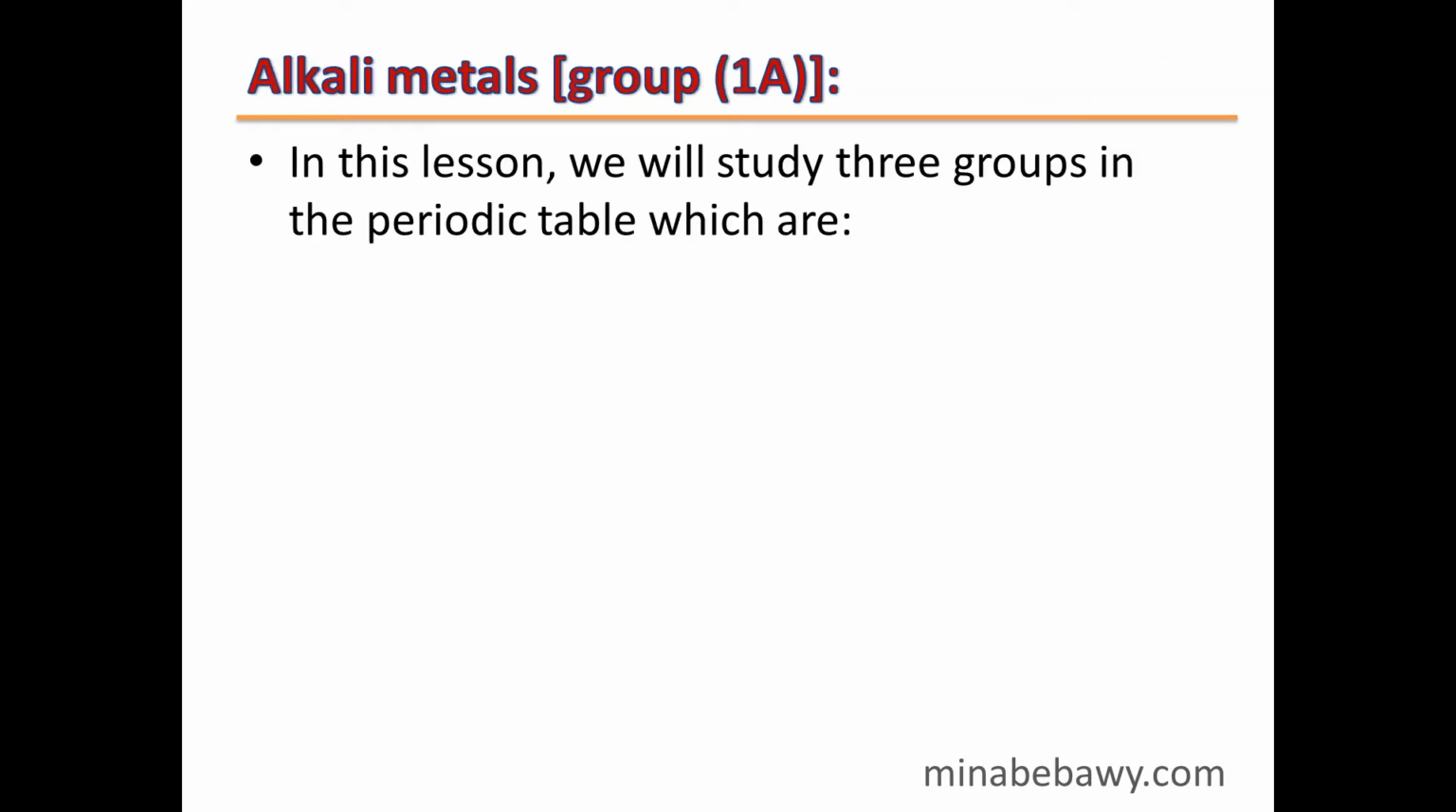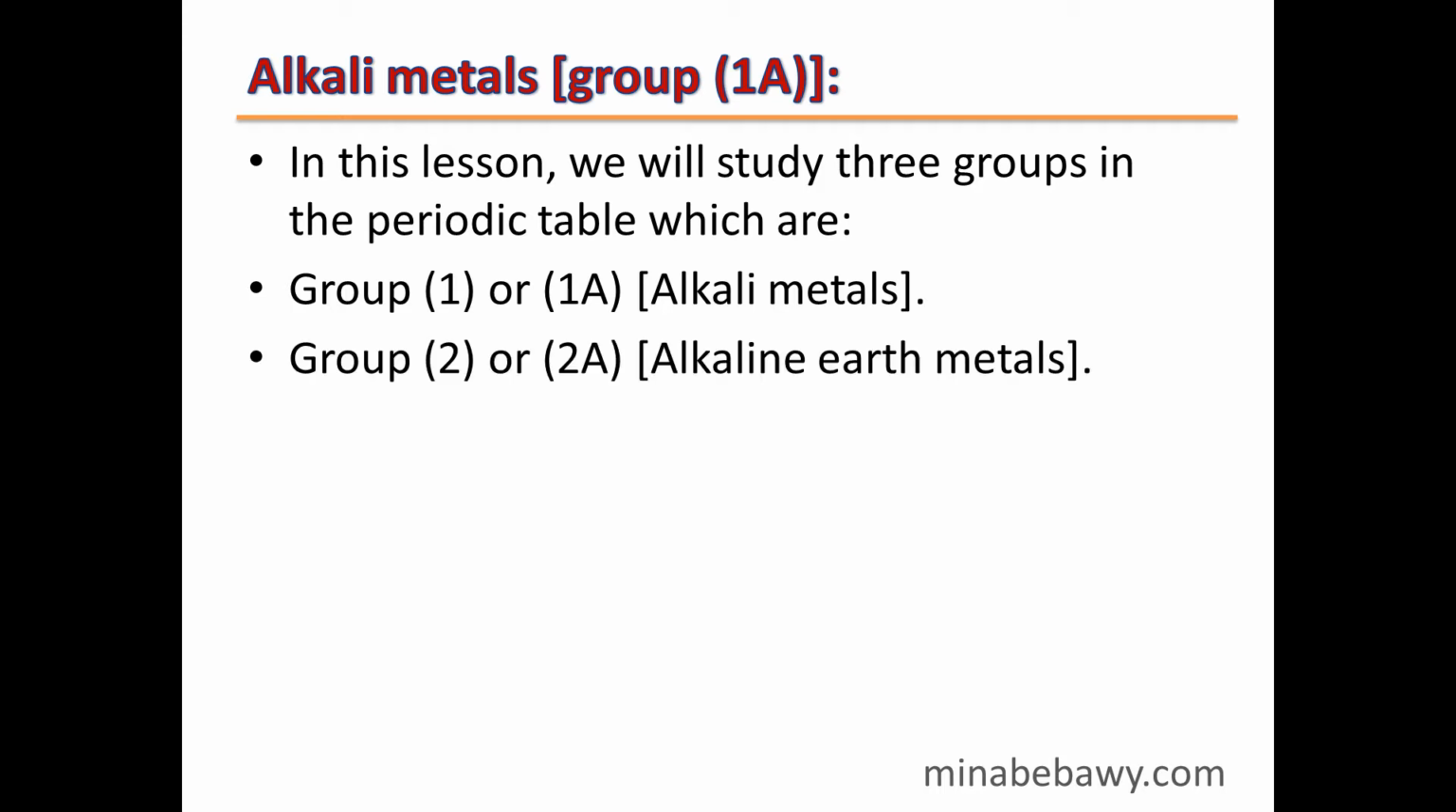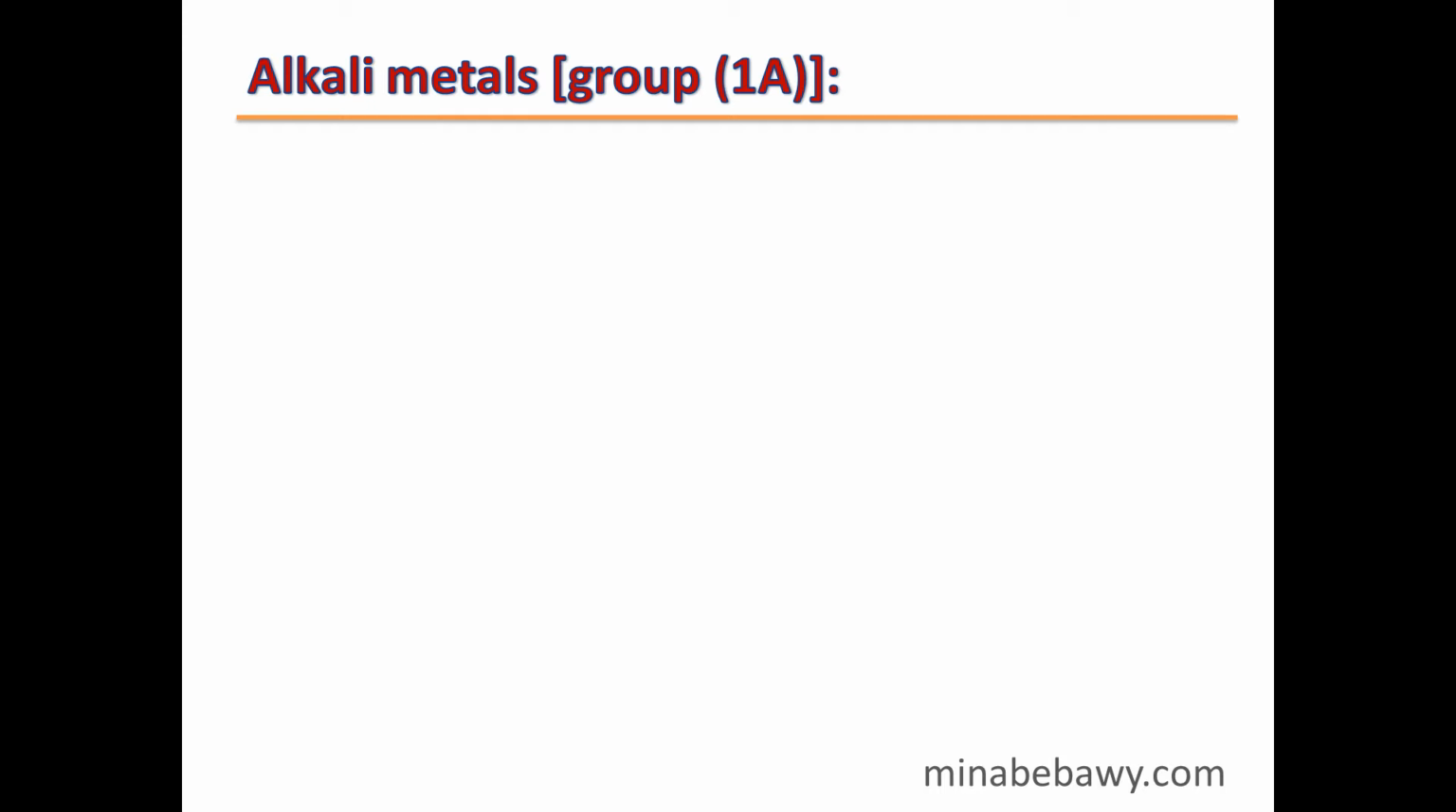In this lesson, we will study three groups in the periodic table, which are Group 1 or 1A, which is called alkali metals, Group 2A or Group 2, which is called alkaline earth metals, and Group 7A or 17, which is known as halogens. Let's start with Group 1A or alkali metals.